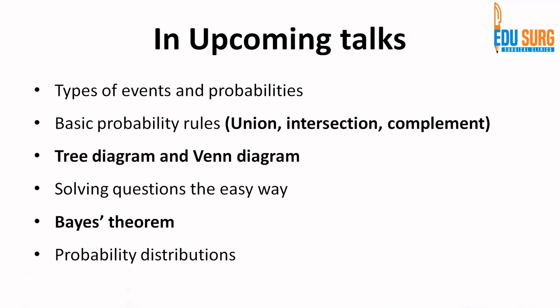So in the next series, now we will look at the various types of events and probabilities, because then we will go into the rules of probability, where usually there are two events, union, intersection, and complement of an event. We will look at the various diagrams like Venn diagram and the tree diagram, as they help in solving the questions in the easy way. After that, we will go into types of probabilities, that is the joint, marginal, and conditional. And the Bayes theorem we will solve without using the equation, using a very simplified technique, and then go into probability distributions.